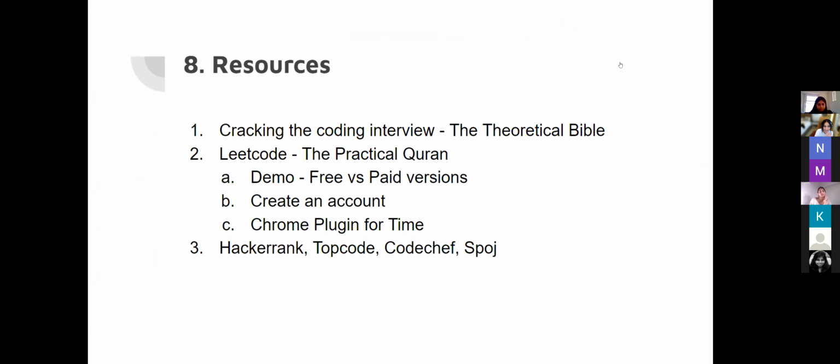We're going to go through our very last slide of resources for you. There are some good books that are recommended, like Cracking the Coding Interview, which is considered one of the theoretical Bibles, and LeetCode is like the practical Quran of it. Most of the practice that you do could be on platforms like LeetCode, HackerRank, or TopCoder, any of the online platforms.